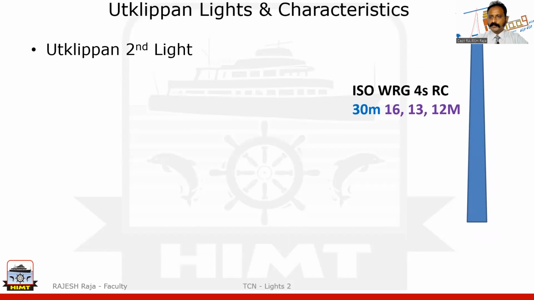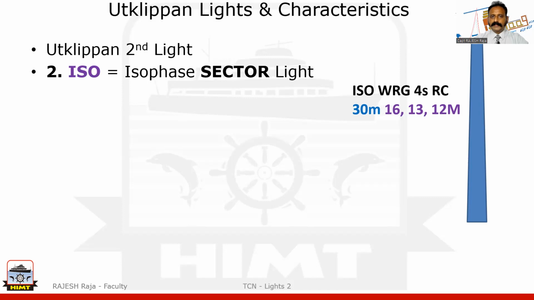It is given as ISO phase, white, red, green, then 4 seconds, then RC, and there are numbers. I'm going to look at those numbers a little bit differently. So it is an ISO phased sector light. We've already seen what is the meaning of ISO phase. If you really want to know about different characters, please go to part one of the same lights series. Have a look at that and please come here. It will be much easier to understand and more systematic.